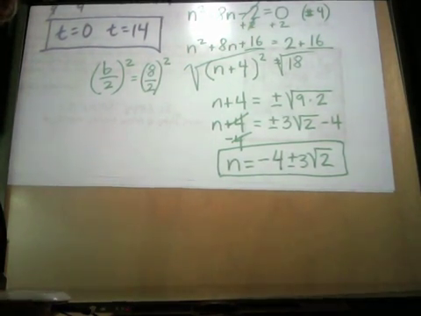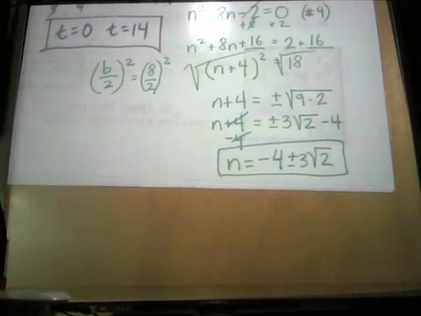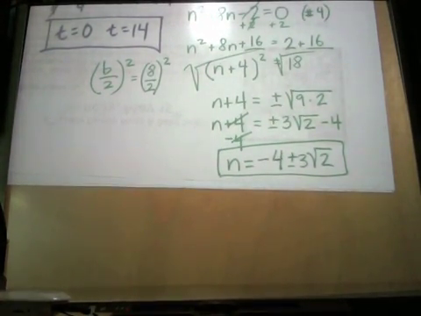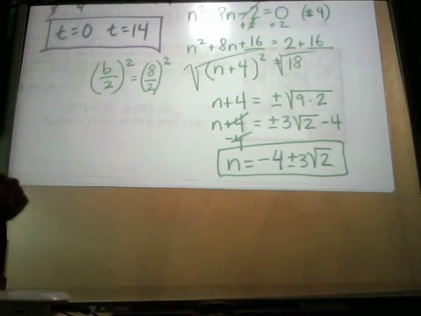So, here's what you're going to do. On the homework, for each problem, you're going to tell me which method you choose, and then you use that method to solve.